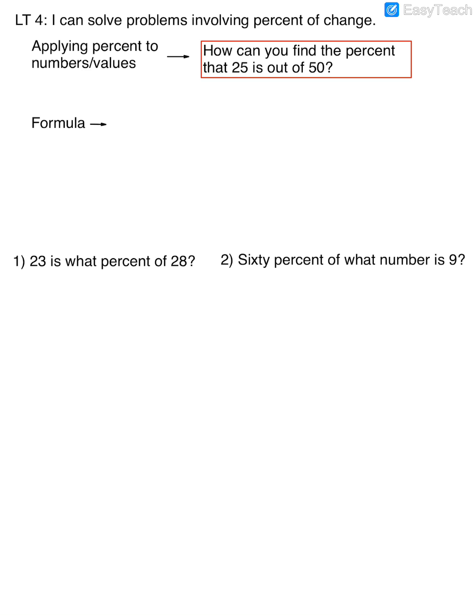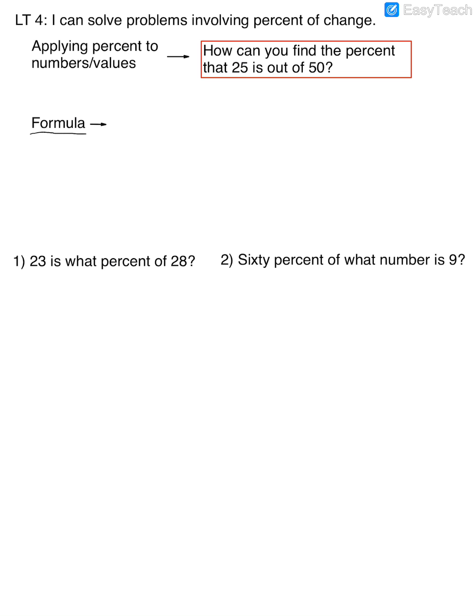Today's lesson is over learning target 4, which states, I can solve problems involving percent of change. Now in the last learning target 3, we talked about having an original amount and then that changing to either a new amount, whether that was a percent increase or a percent decrease. We went kind of through a formula that helped us figure out that percent of change. We're going to have another similar formula as stated below here, but the format of the questions are going to look a little different.